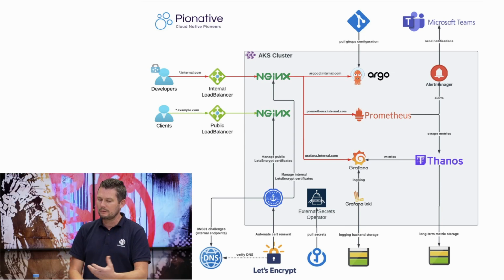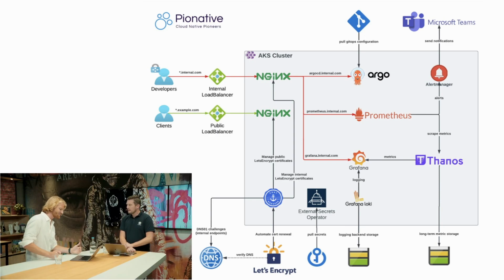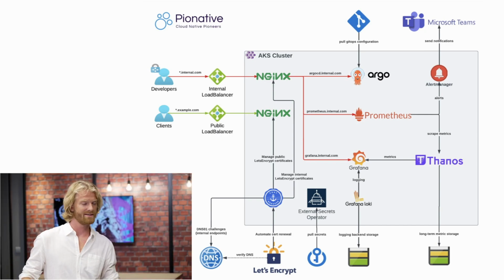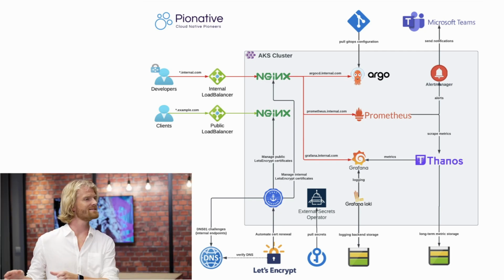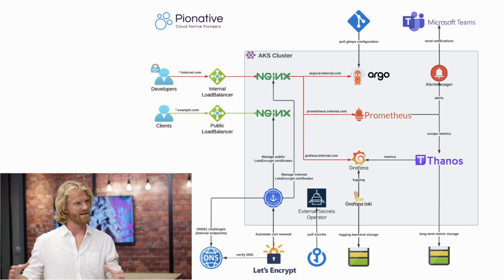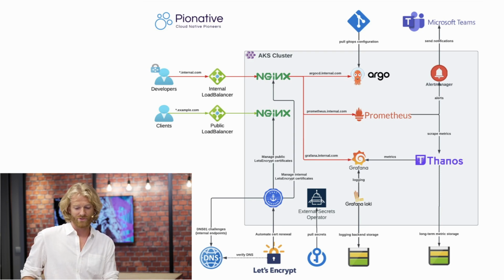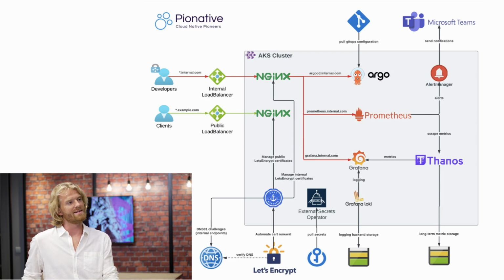I know Thanos. What is Thanos? Yeah, Thanos is a tool that is mainly known for long-term storage and really big monitoring systems. Thanos looks at different Prometheus instances and gives you a single pane of glass for Grafana to look at all your metrics. And it's also able to store data in the cloud.